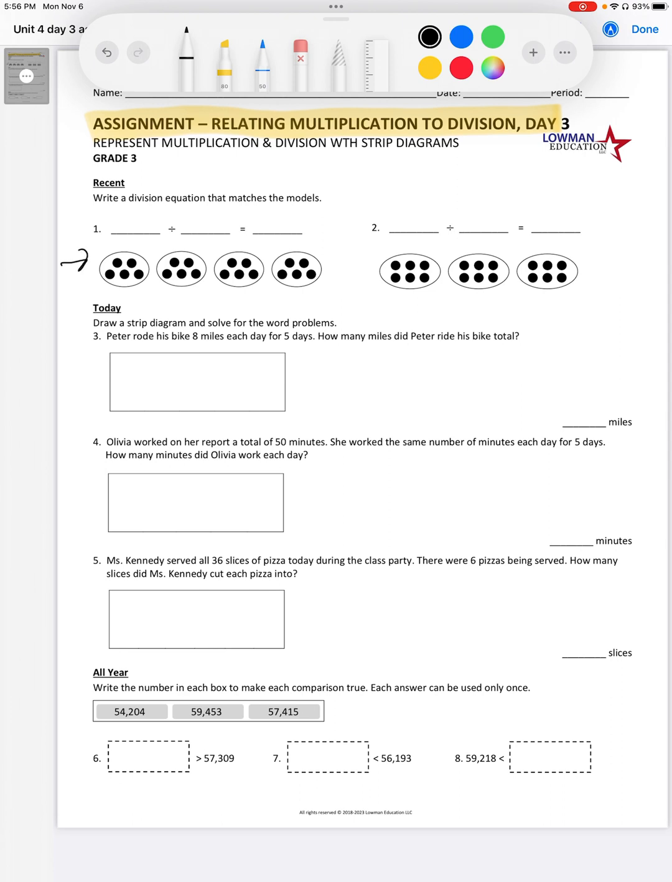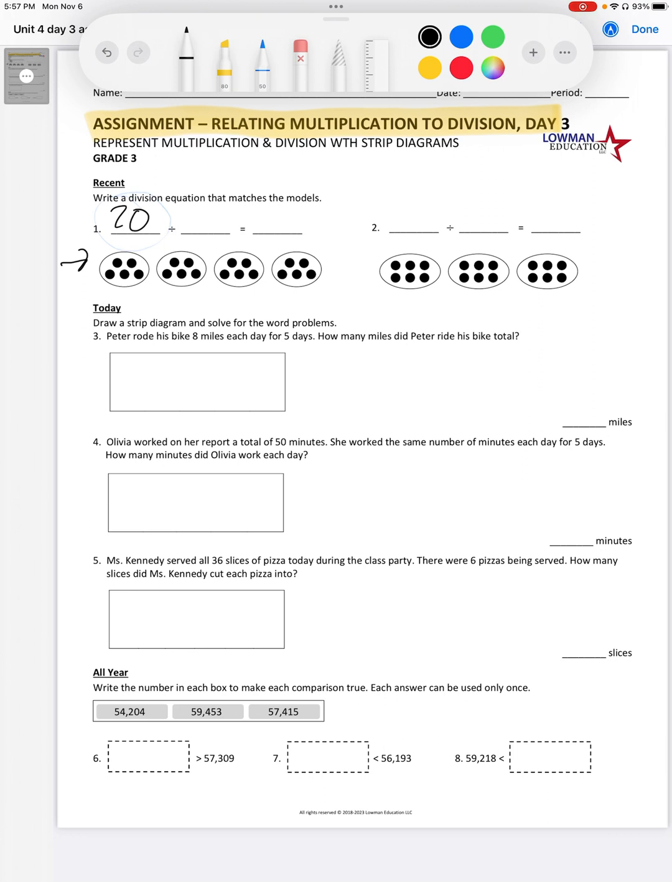When we are writing a division sentence, the first number is always going to be the total number of objects that are being divided out. So in this case, we could count all of these dots and we would find that there are 20 dots. So that's going to be the first number. That's also known as the dividend.